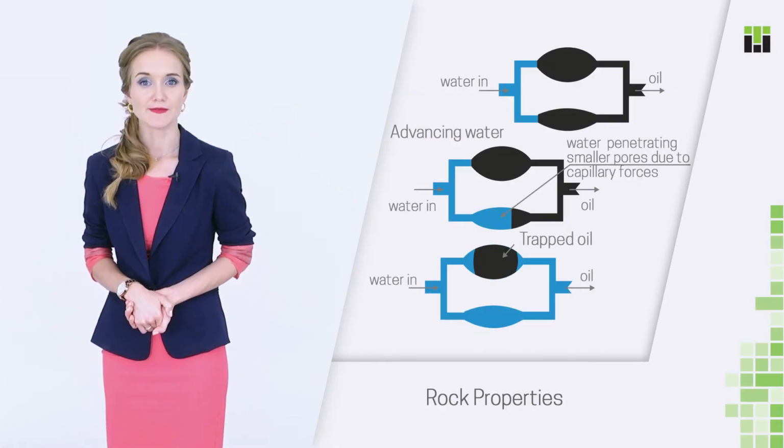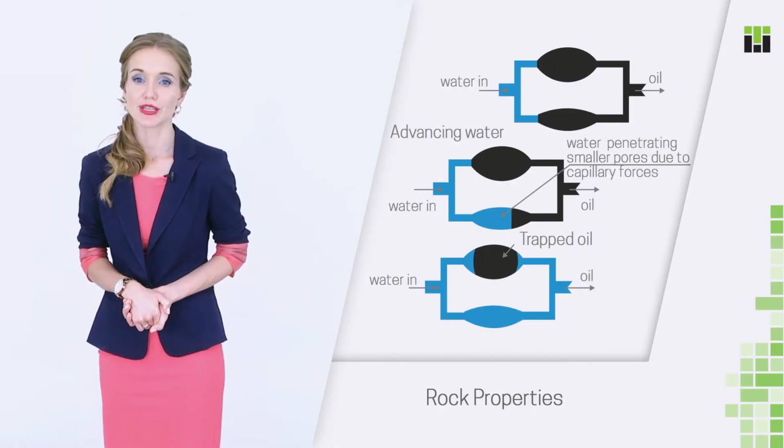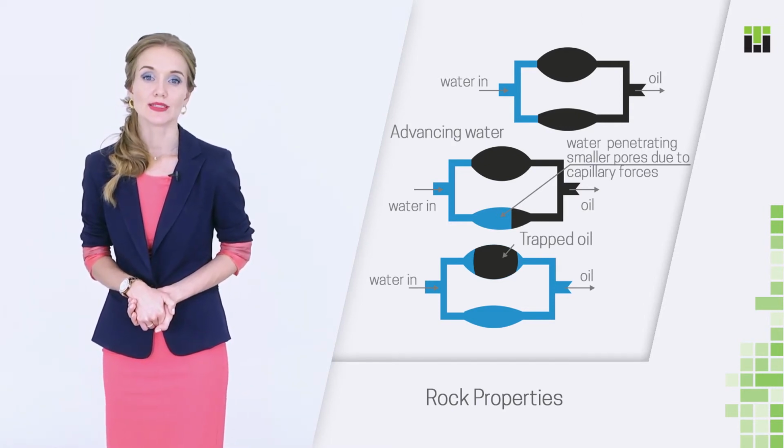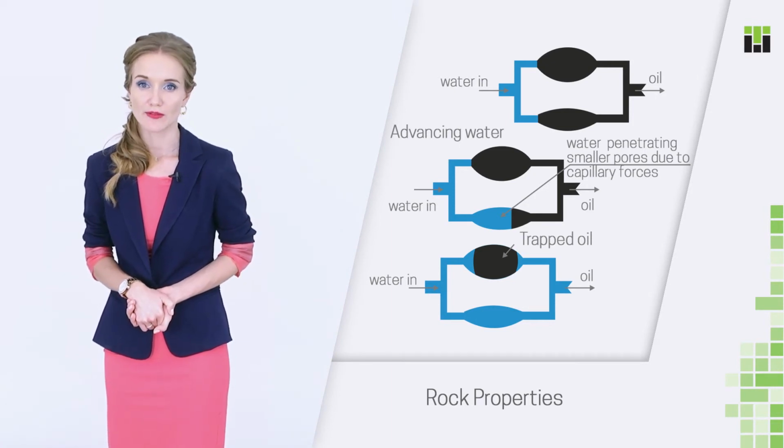Rock wettability is very important for fluid distribution in the pore space, as by definition the wetting phase will tend to occupy smaller pores, while the non-wetting phase will occupy larger ones.